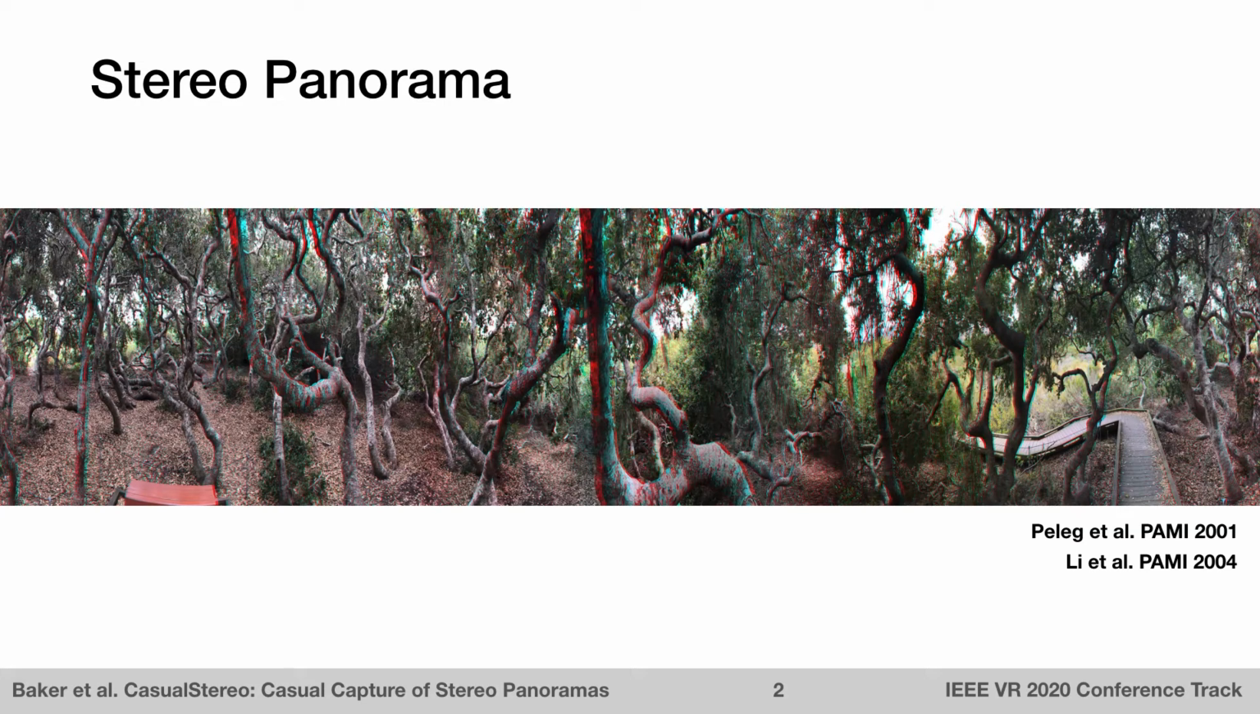So a stereo panorama is an extension of the traditional panorama that provides a different image to each eye in the VR headset, thus providing stereoscopic depth cues. A stereo panorama cannot be captured by simply taking two panoramas next to each other. This would only provide stereo in one viewing direction. Instead, a stereo panorama provides stereo in all horizontal viewing directions, and you can see an example here as a red-blue anaglyph.